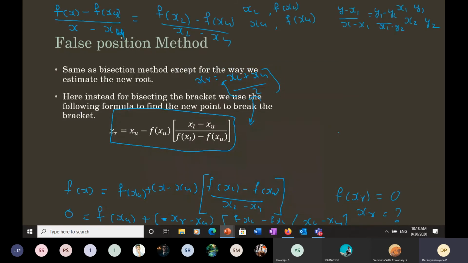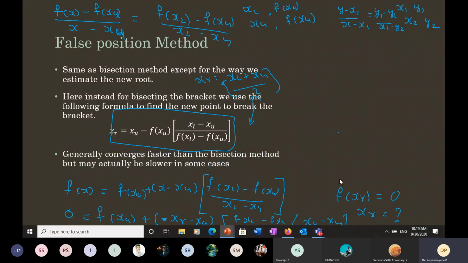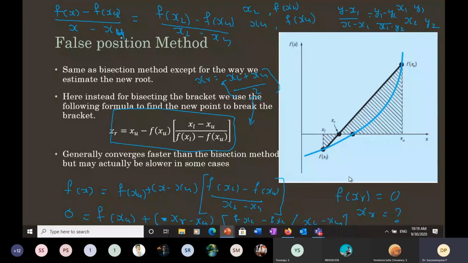The false position method is also mostly the same. The only difference is that instead of bisecting the bracket, where the root is xl plus xu by 2, we use this formula. And what is the meaning of that formula? We are trying to approximate the function between these 2 points as a straight line, and find the point at which that approximate straight line crosses. So this is the actual function, and this is the actual point you're looking for. But if in between these two we approximate the function as a straight line, you'll be a little closer to the root, especially as you get closer and closer.